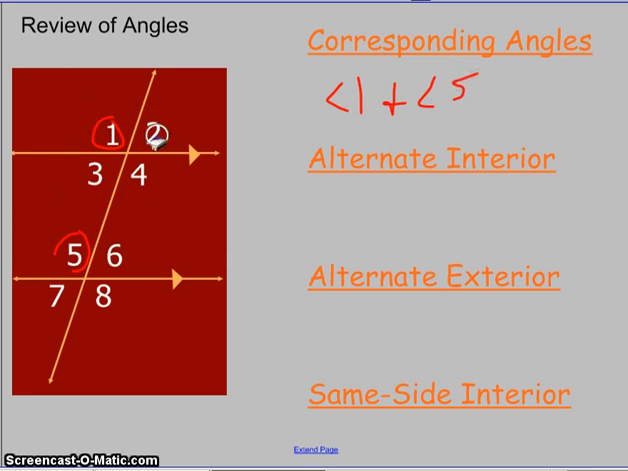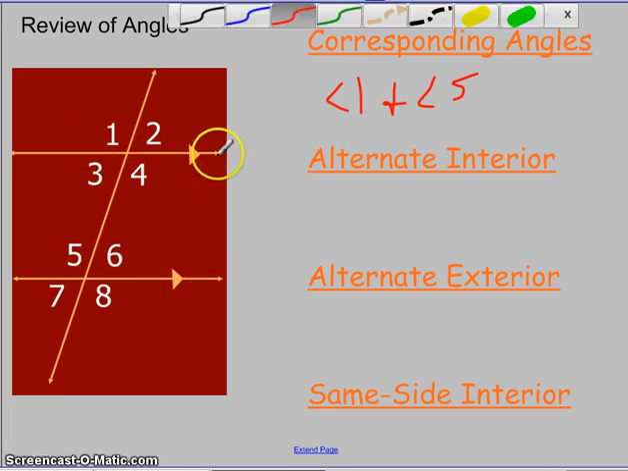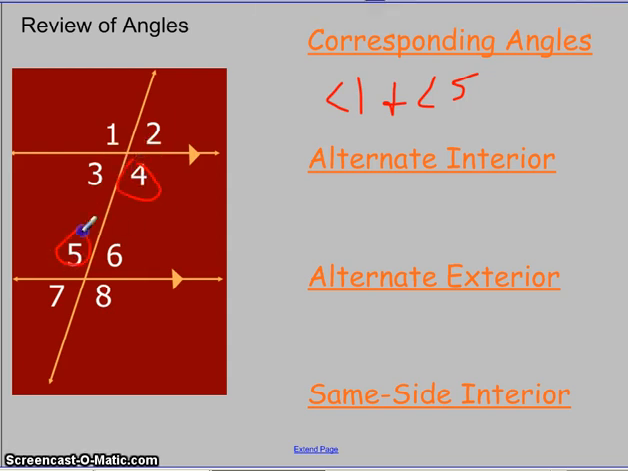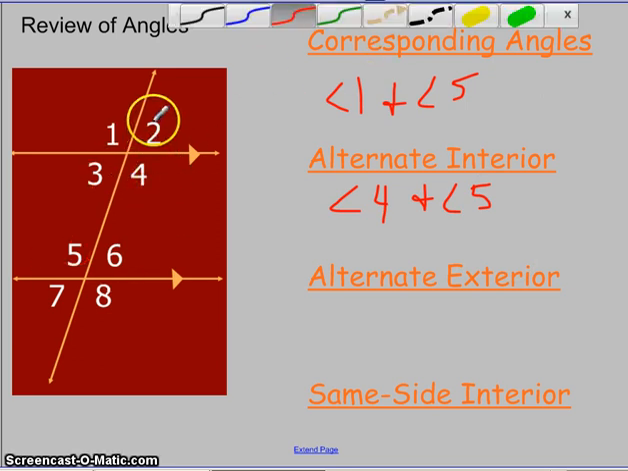So let's go on to alternate interior angles. Remember, inside of the two lines cut by the transversal, and then on the opposite side, so like angle 4 and angle 5 would be alternate interior angles. Alternate exterior are going to be on the outside of the two lines and on opposite sides of the transversal.